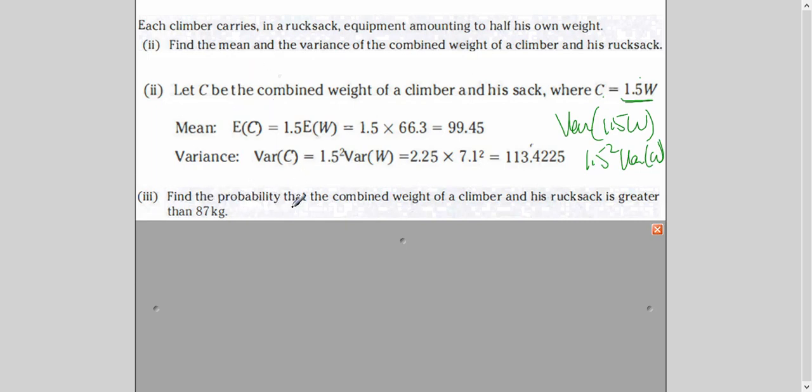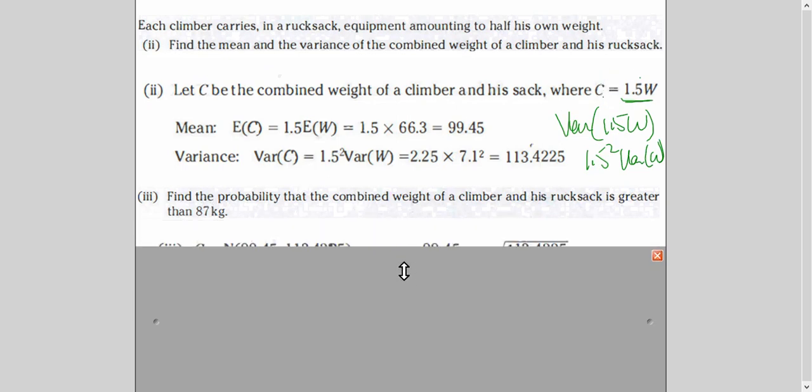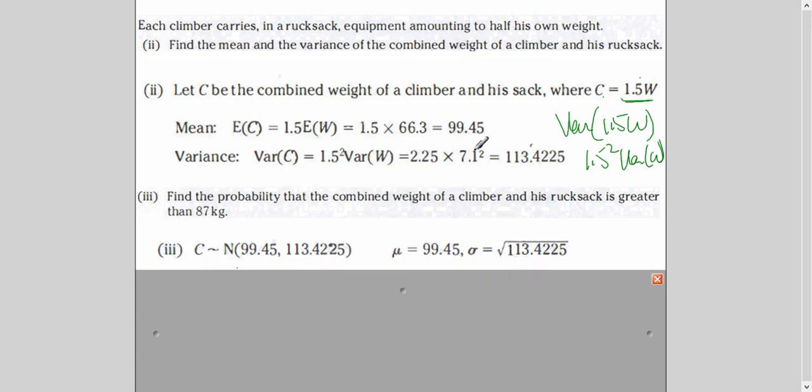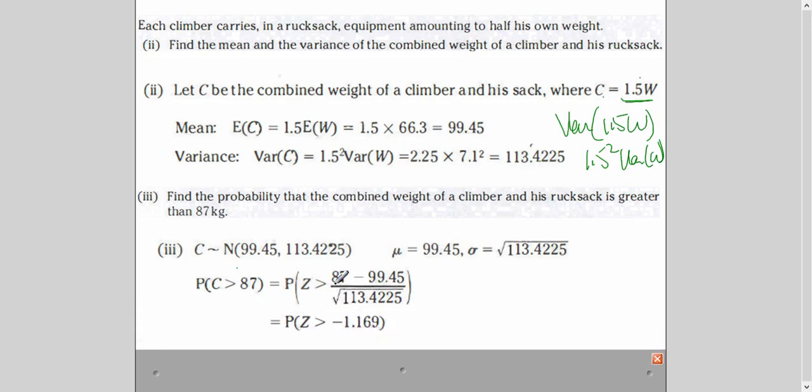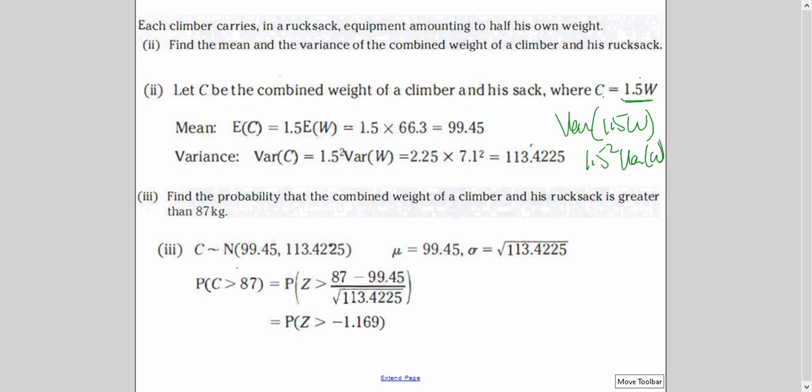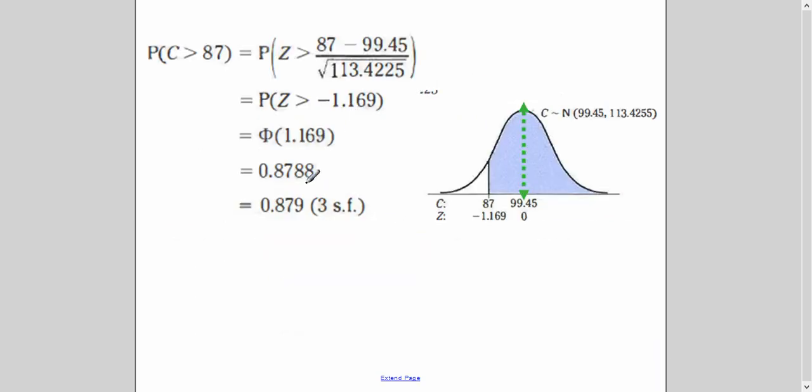Last part, find the probability that the combined weight of a climber, now this is a combined weight of a climber, right? And his rucksack is greater than 87. It means C is greater than 87. So I have the distribution of C here, which I have written in this form. And the probability I have to calculate, C is greater than 87. Simple calculation, change it into Z. And then calculate the probability.